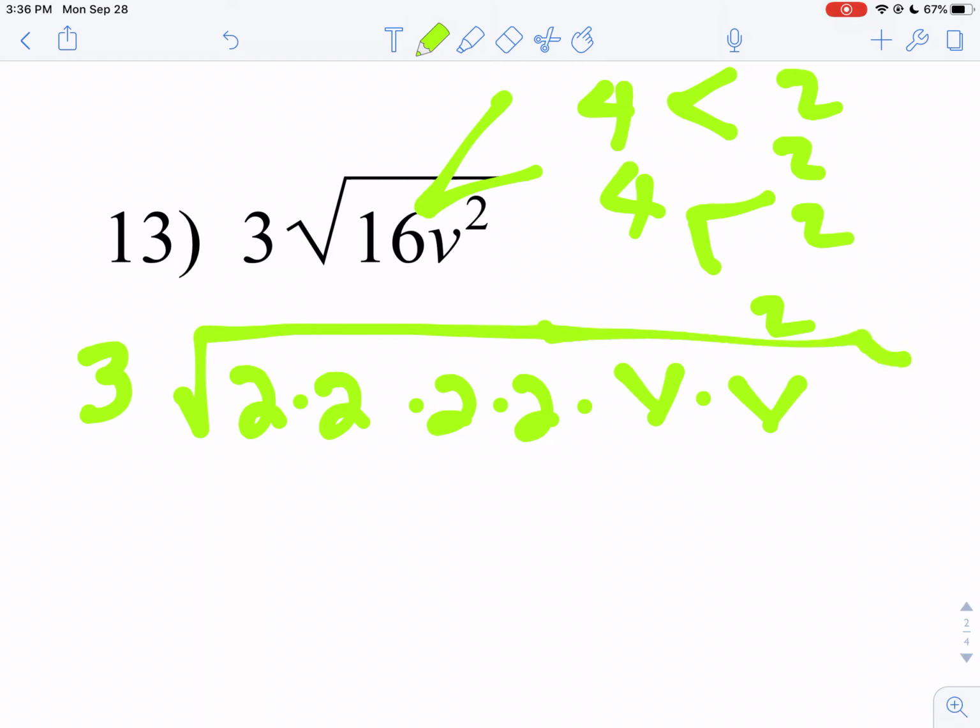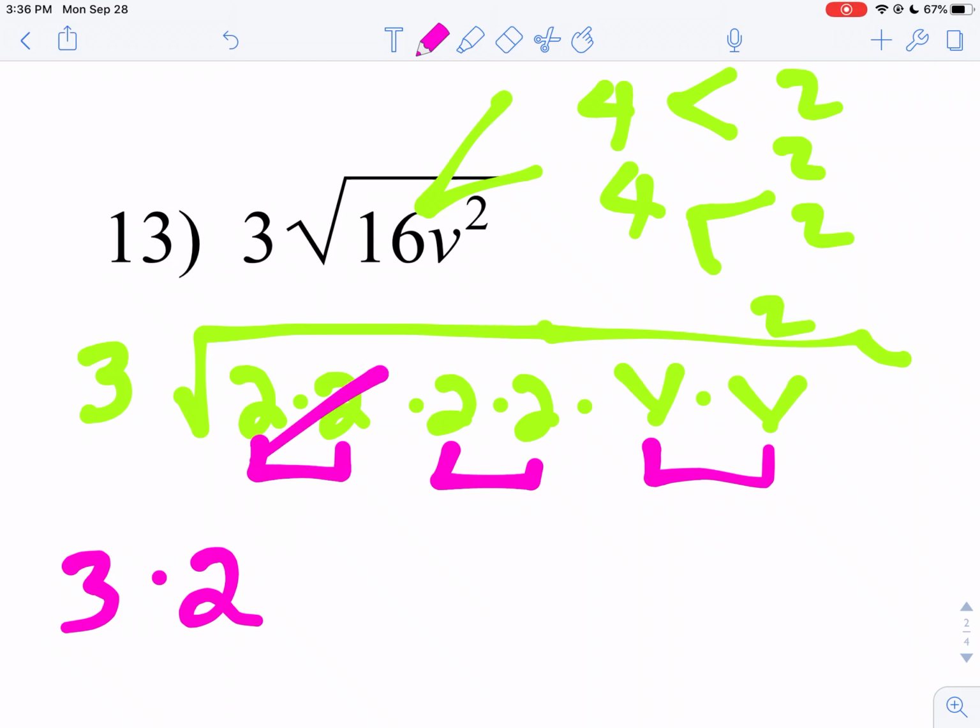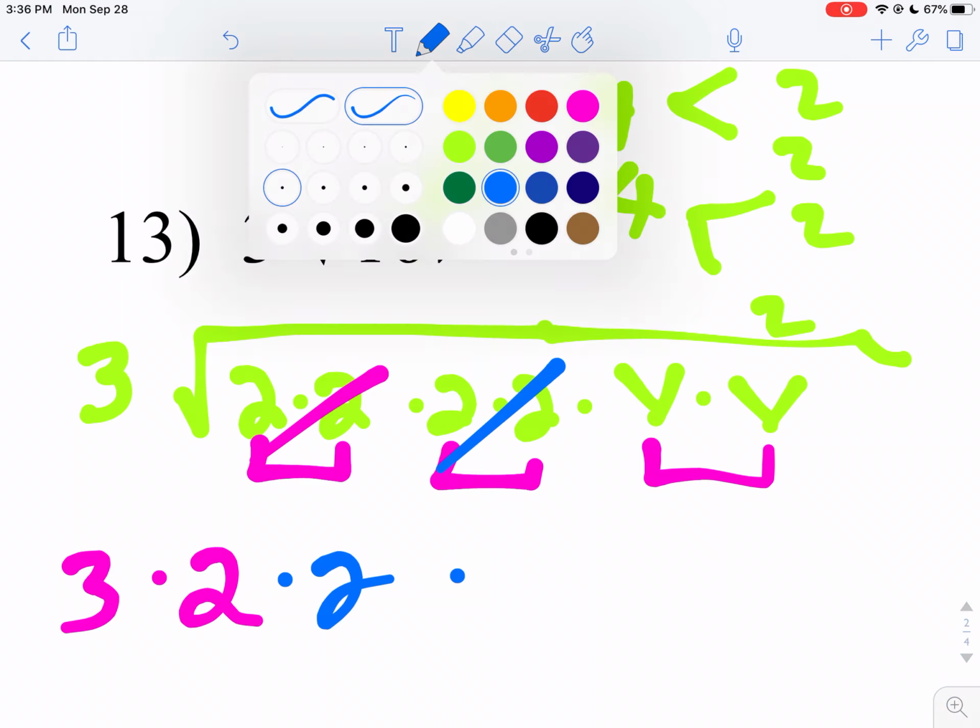All right, so we want to pair them up, okay? Second root. So there is one pair of 2's, there's another pair of 2's, and a pair of these. All right, so I have a 3. That's from the original problem. Then I can take out a 2. I can take out another 2, and I can take out a v.